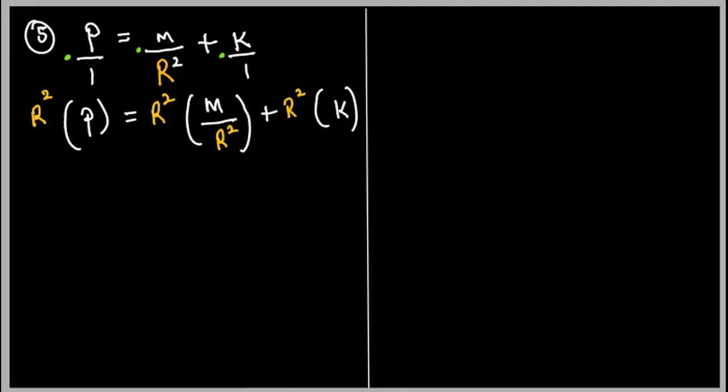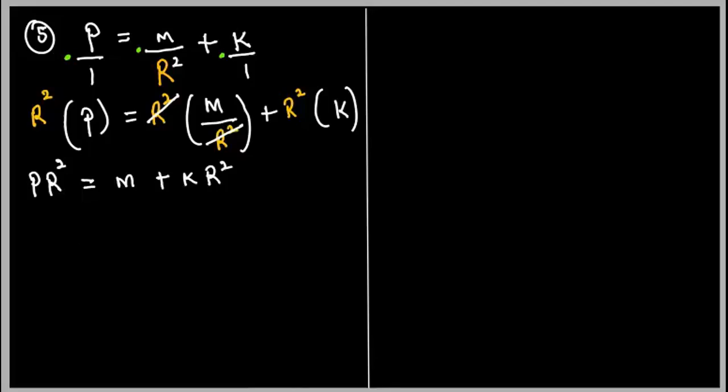So r squared times P is P r squared. I have P r squared equals, we cancel r squared here, we have n left, plus r squared times k is k r squared.